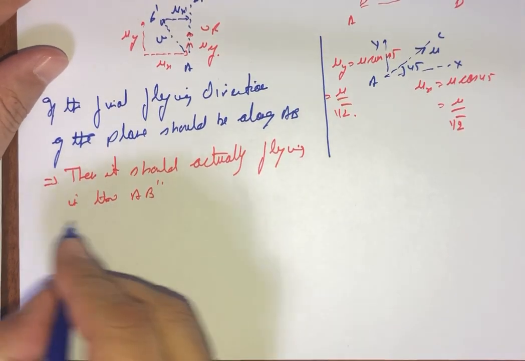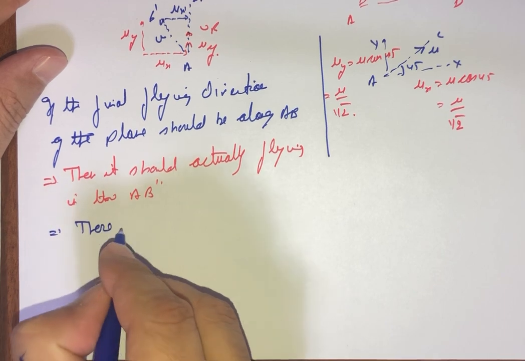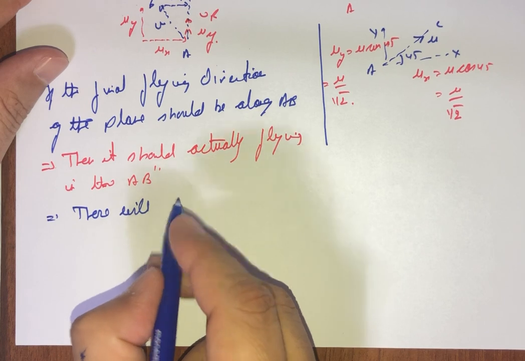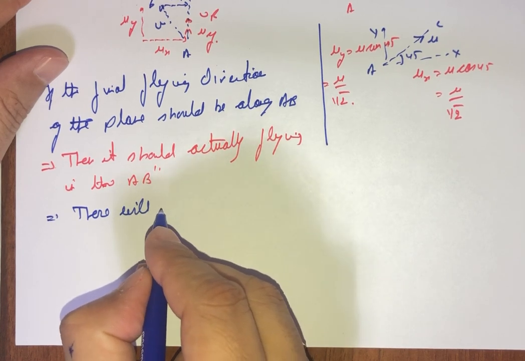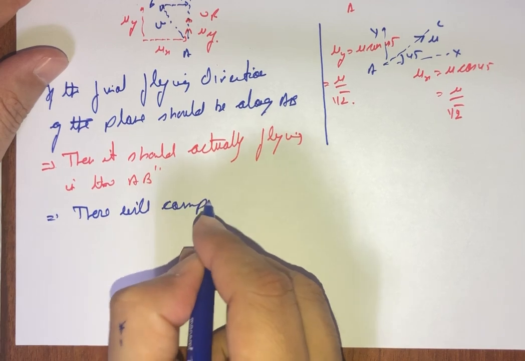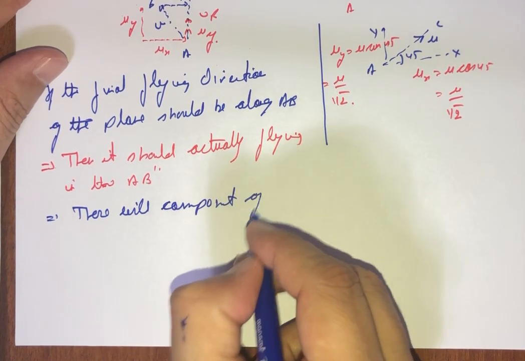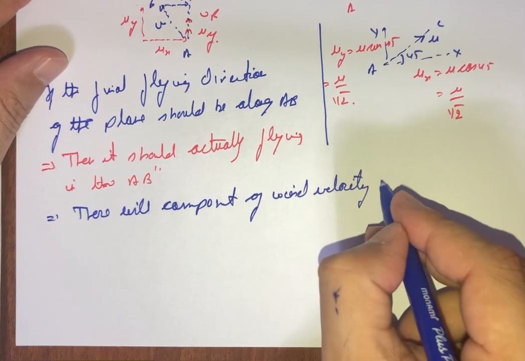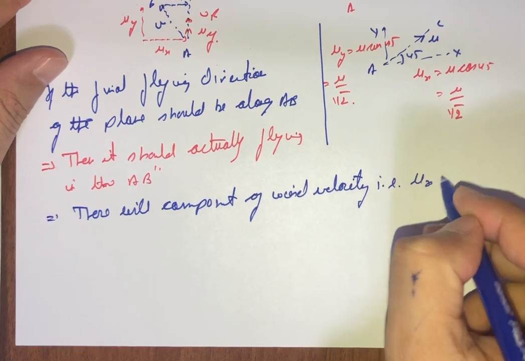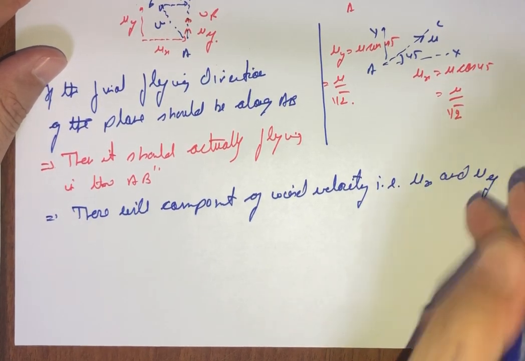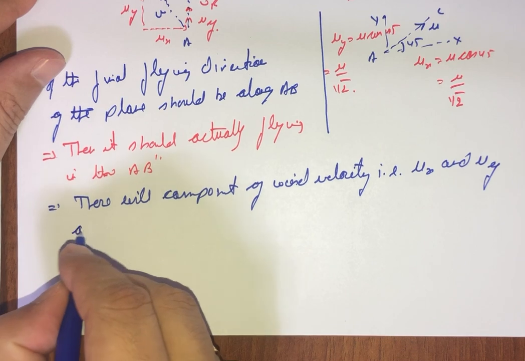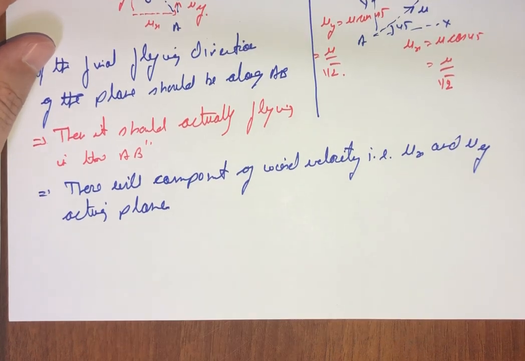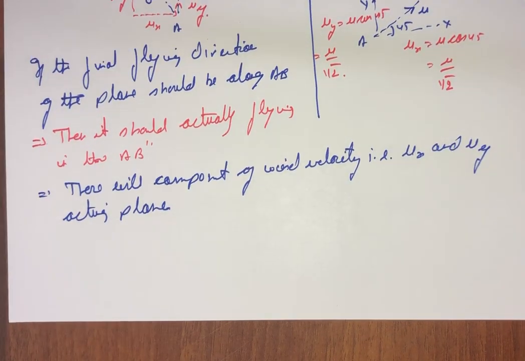Next we can write, there will be a component of wind velocity, that is ux and uy acting on the plane. There will be a component of wind velocity, that is ux and uy acting on the plane. Okay.